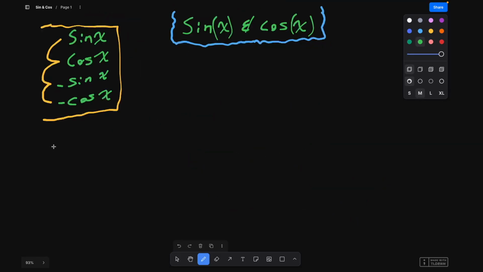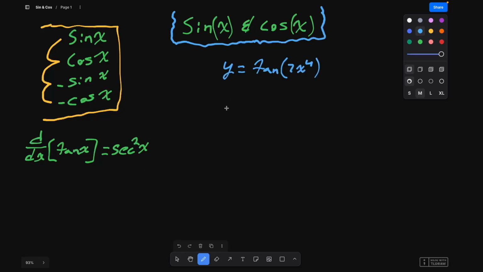And instead of doing all of that math every time we want to take a derivative of tangent, we can just add that to our rules: that the derivative of tangent x equals secant squared x. So if we wanted to take the derivative of y equals tangent of 7x to the fourth, we take a derivative of both sides. We start by taking the derivative of tangent, which we added to our rules.